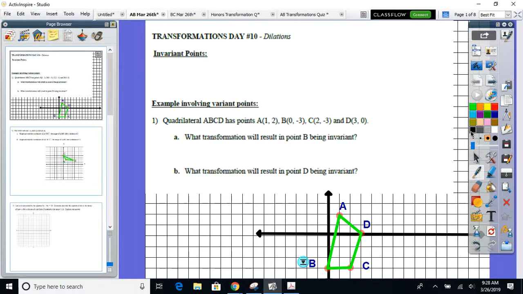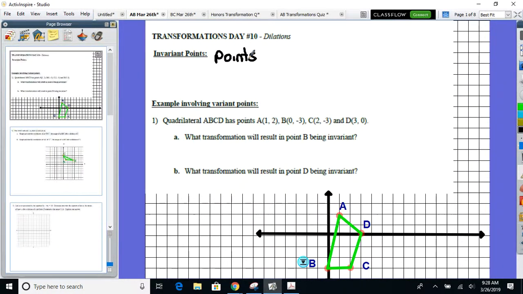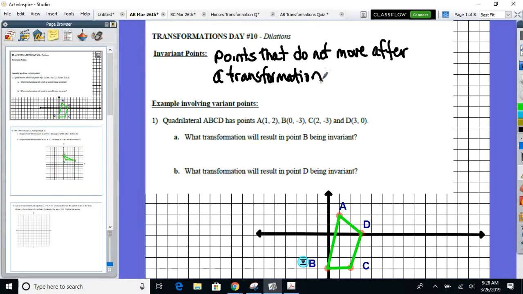The first thing I want to talk about, invariant points. Invariant, pretty easy, right? Points that do not change after a transformation. Or I'm going to say points that do not move after a transformation. So I graph a figure. I ask you to reflect, rotate, translate. Point doesn't move. That's an invariant point. It stayed right where it is, invariant point.